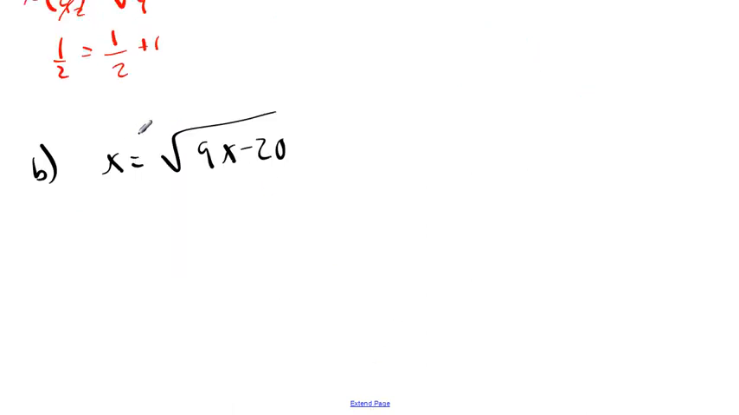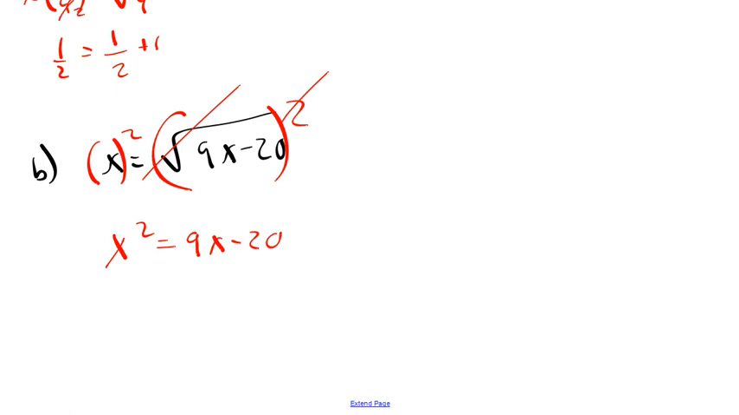All right, so let's go ahead and solve. And again, since the radical is already by itself, I'm going to go ahead and square both sides. I'm going to square the left side, and I'm going to square the right side. So I get x squared equals, the radical crosses out with the square, cool beans, 9x minus 20. So let's go ahead and move the 9x over here. So I get x squared minus 9x plus 20 equals 0.